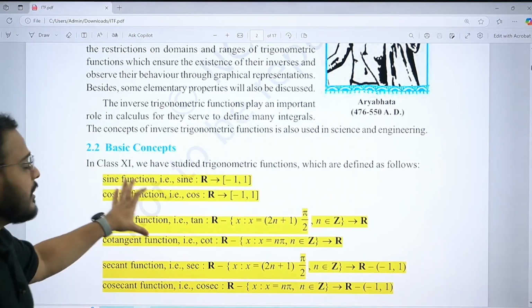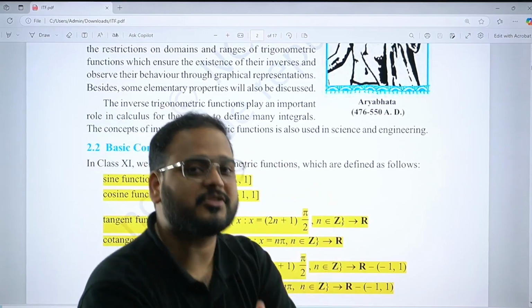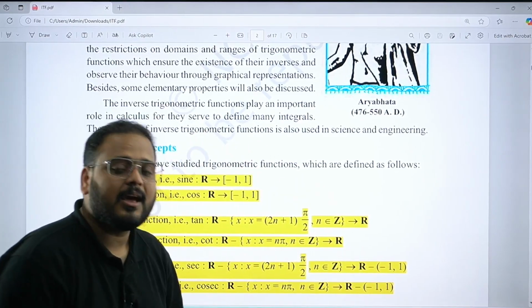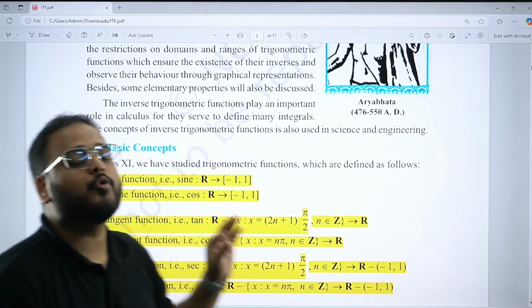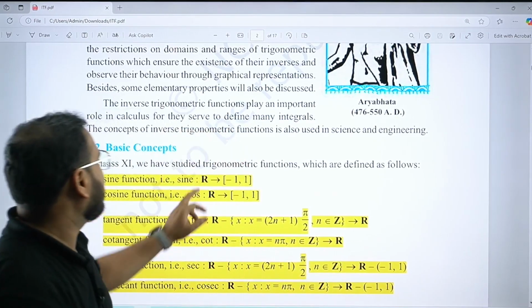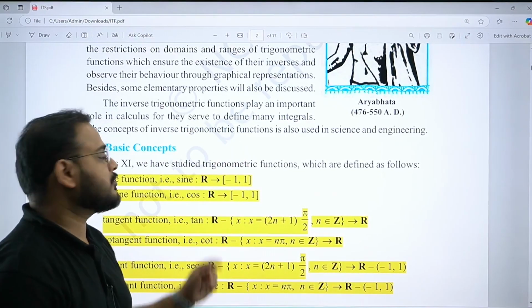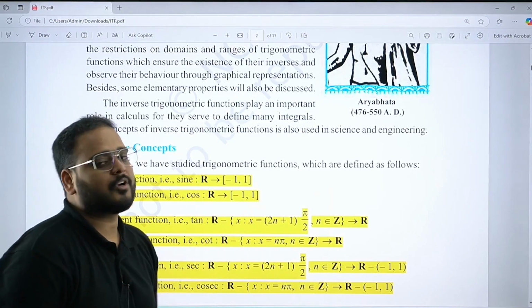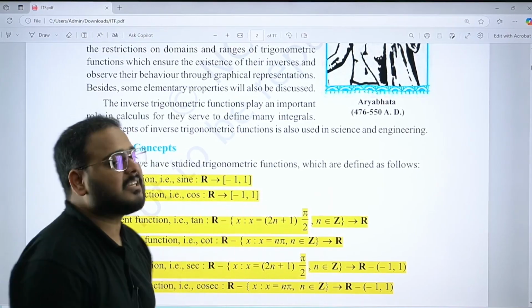That's why, for the inverse of trigonometric functions, take the trigonometric functions first: sine, cos, tan, cot, sec, cosec, and remember their domain and range. Check here: the domain is all real and the range is minus 1 comma 1. Again for cos, the domain is R and the range is minus 1 comma 1.